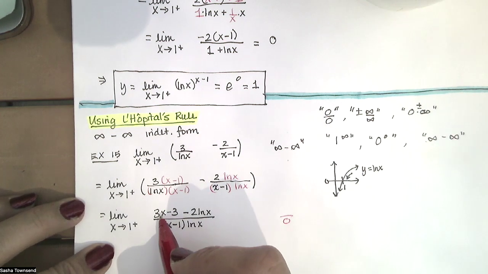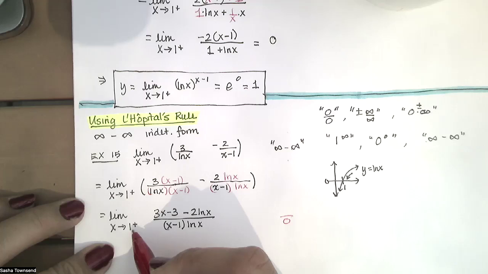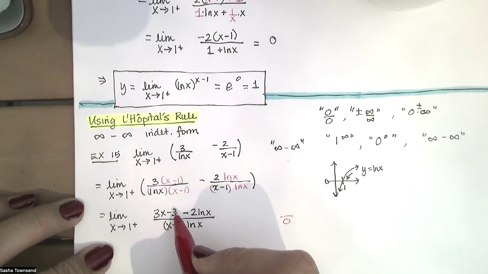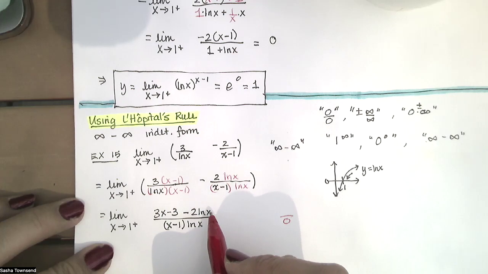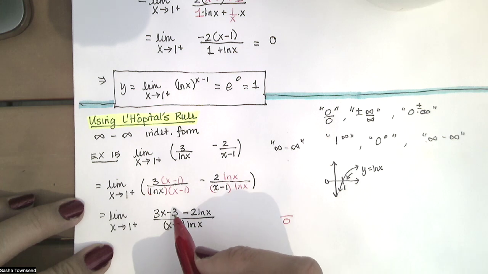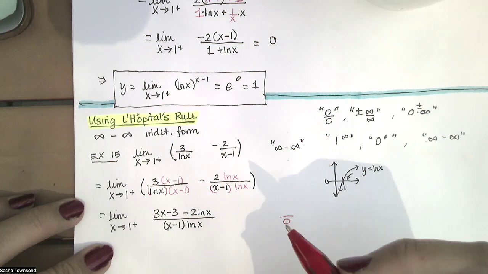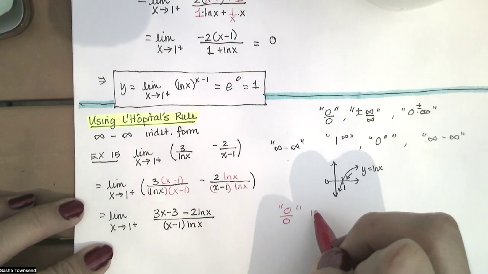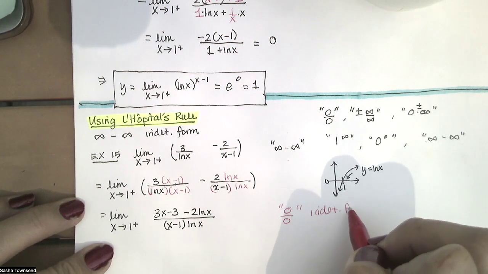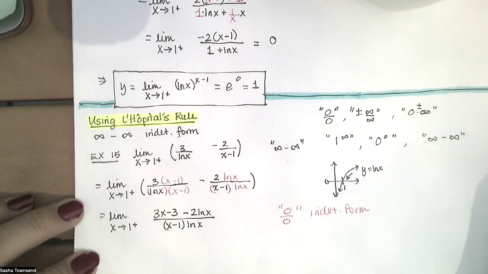And then the numerator is, as if x equals 1, we'd have 3 minus 3, which is 0, minus 2 times natural log of 1, which is 0. So we end up with 0 minus 2 times 0, which is 0. So we have a 0 over 0 indeterminate form. And that's nice because now we can use L'Hopital's rule.